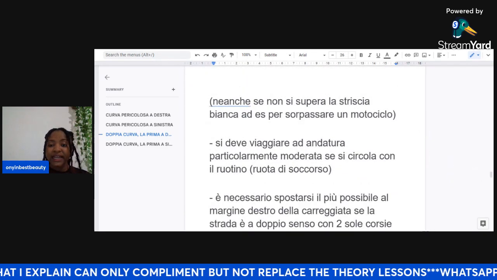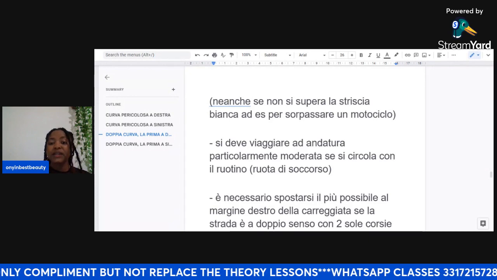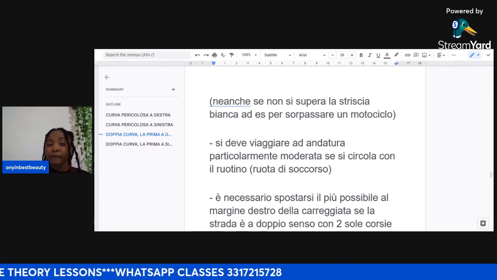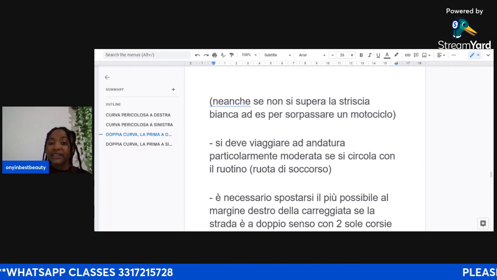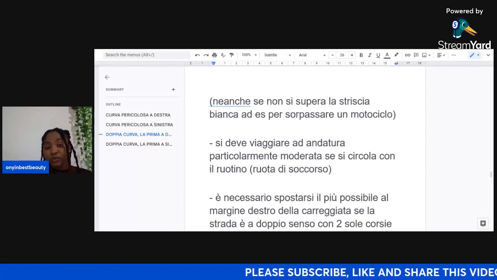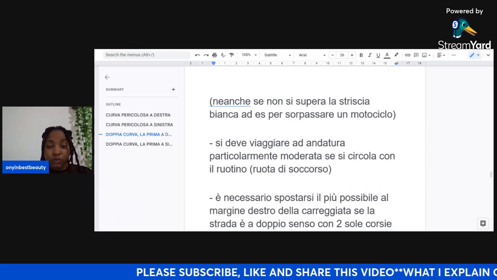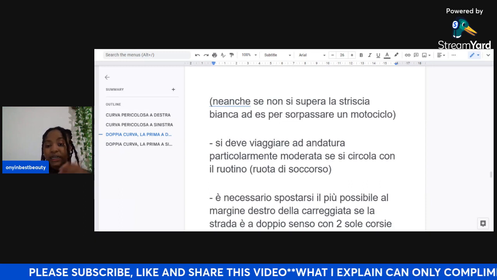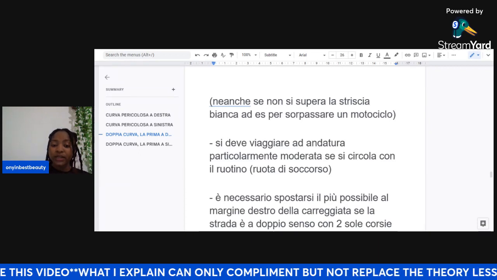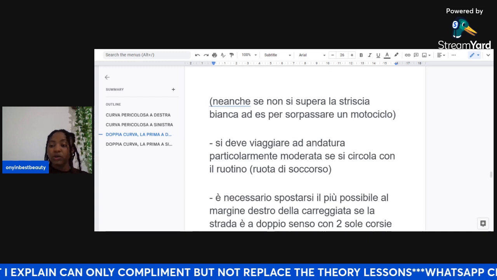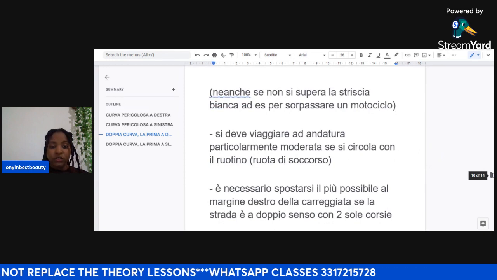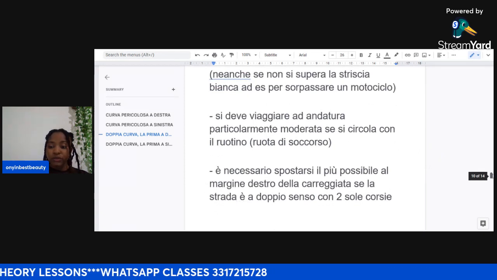Anche se non si supera la striscia bianca, ad esempio, per sorpassare un motociclo, even if you don't go past that white line to overtake, for example, a motorcycle, you might say, okay, because I won't cross the white line that separates me from these other people, I can overtake since it's just a bicycle by the side, or a motorcycle, I can actually overtake them, even on that lane. Don't do it, okay? Si deve viaggiare a velocità particolarmente moderata se si circola con la ruota di soccorso. And when you travel with an emergency tire, you need to drive at a particularly moderate speed.